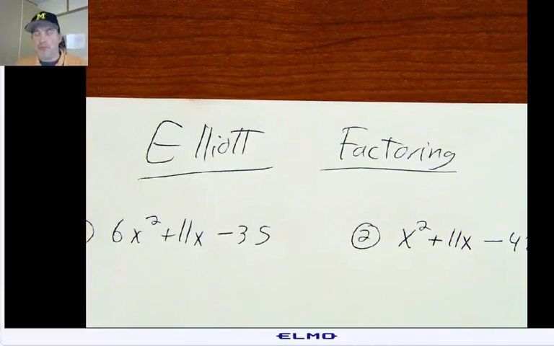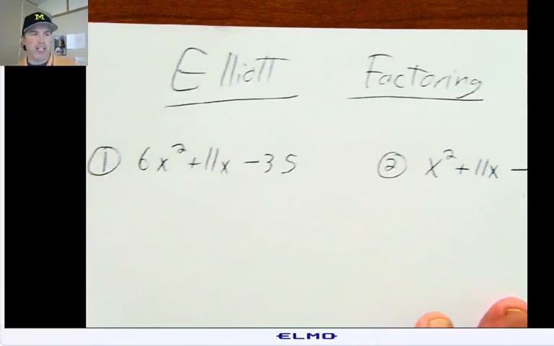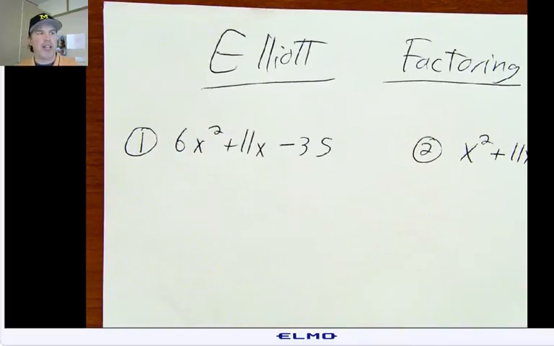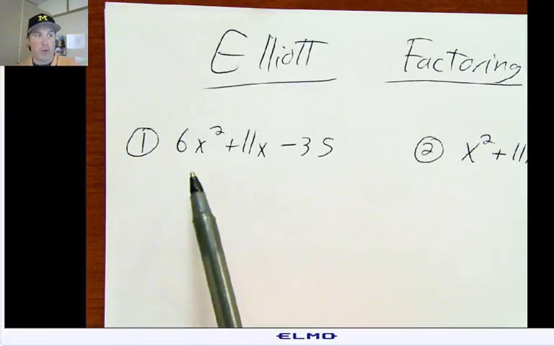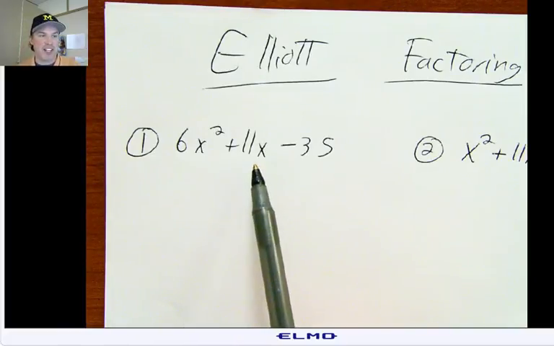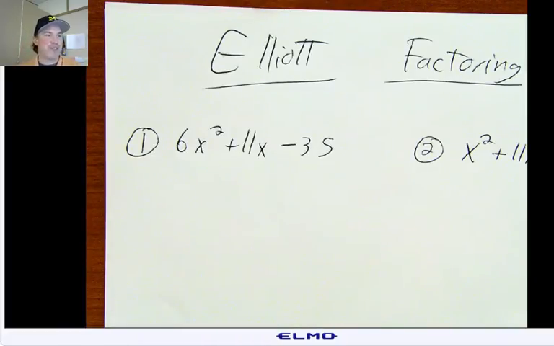My example for number one is the third technique I use for factoring, and I use Elliott Factoring for very hard factoring problems, like this one. Whoa, 6x squared plus 11x minus 35. Crikeys, that looks like a complicated one. In fact, let me just quickly show you my four examples.